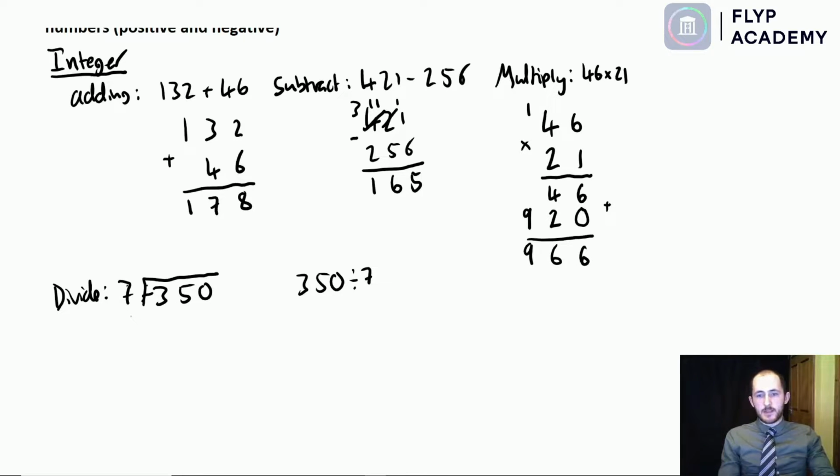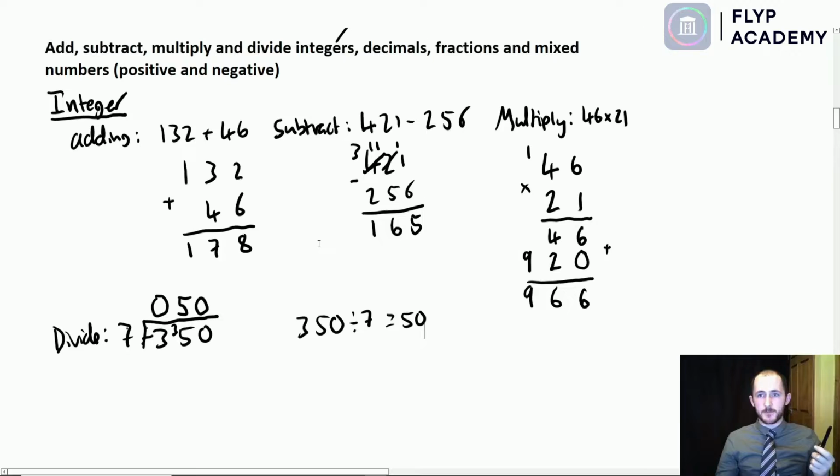How many 7s go into 3? The answer is 0, remainder 3. How many 7s go into 35? The answer to that is 5. How many 7s go into 0? The answer is 0. So our final answer is equal to 50. Okay, so again, that's fairly standard stuff. You need to be able to do this without a calculator, and with a calculator, of course, because don't forget you have a non-calculator paper.